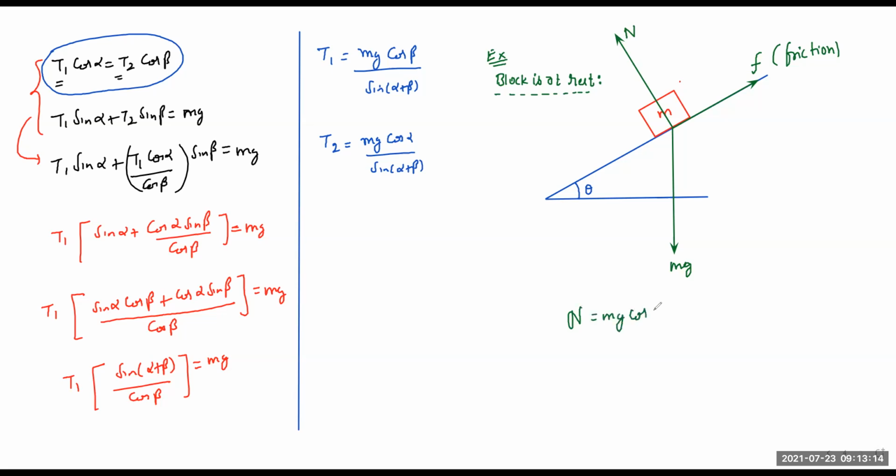And what about the F? Sir, I got the same, mg cos theta. No, both cannot be the same. mg sin theta. Is it a guess? Yes, it's a guess, but that's the right answer. That's the right answer. But can you guys solve it?